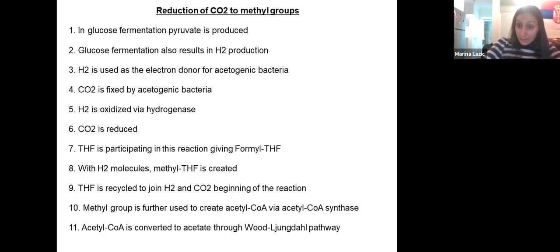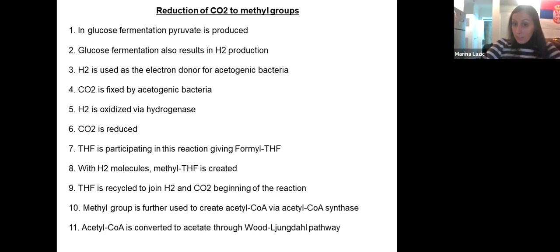Tetrahydrofolate has to be recycled because you need to have that factor recycled. And it's recycled with the purpose to join hydrogen and carbon dioxide at the beginning of the reaction. Methyl groups are further used to create acetyl coenzyme A, and the enzyme that does this is acetyl coenzyme A synthase. And then the end product is conversion of acetyl coenzyme A to acetate through the WL pathway.